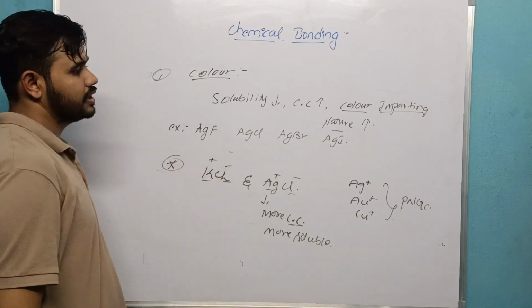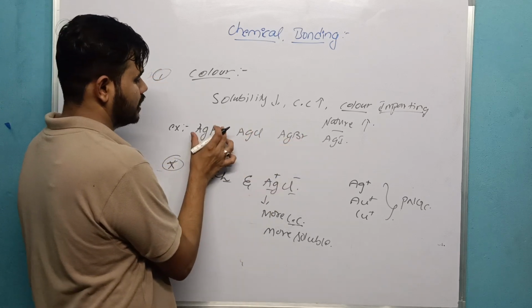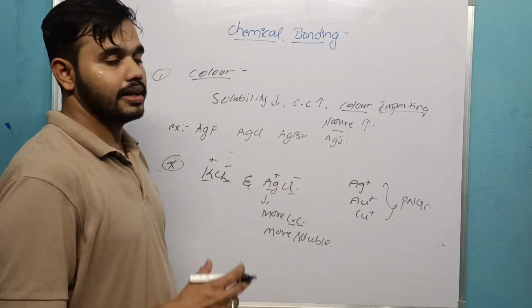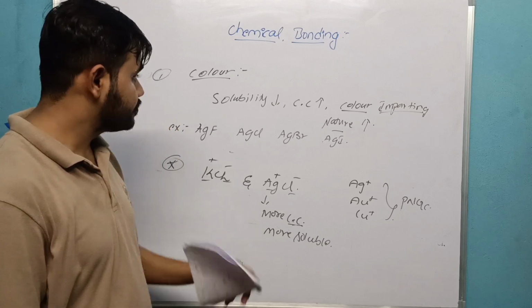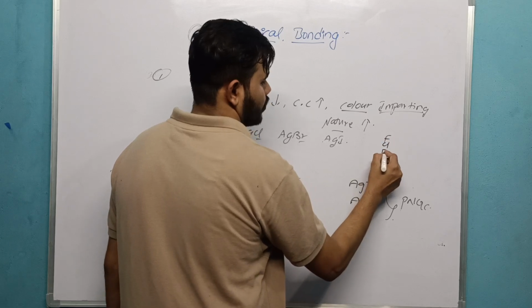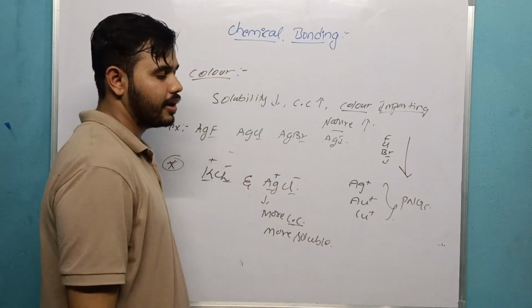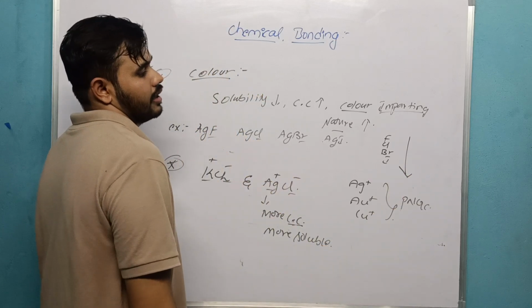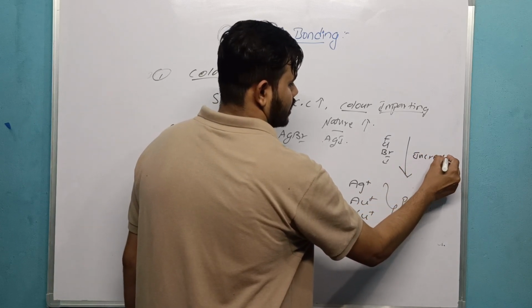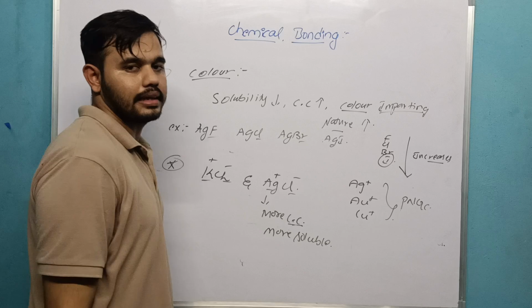Between these four, which has the darkest color, we need to identify. Between these four compounds, AgF, AgCl, AgBr, and AgI, which has the darkest color, how to identify? First of all, these are all halogens, right? Fluorine, chlorine, bromine, iodine. In halogens, as we move down the group, color imparting nature increases. Means iodine will have the darkest color.